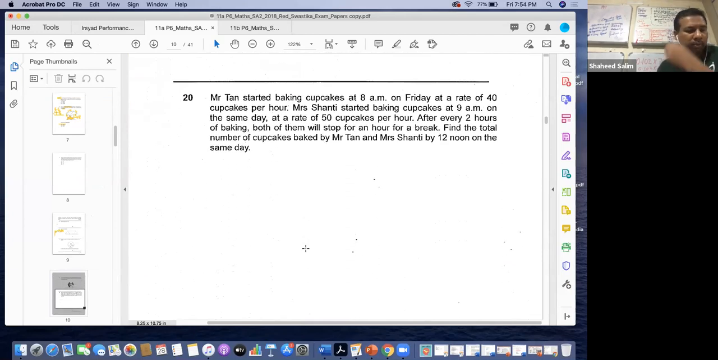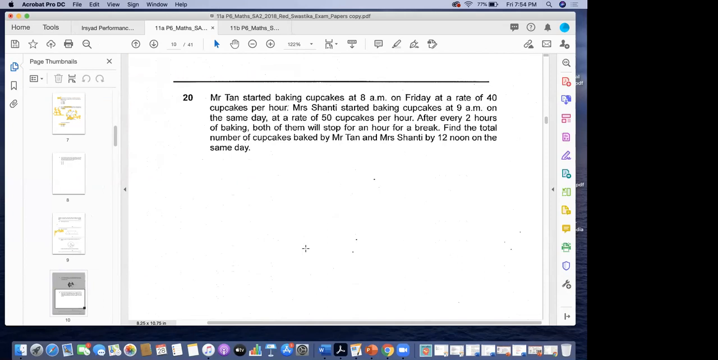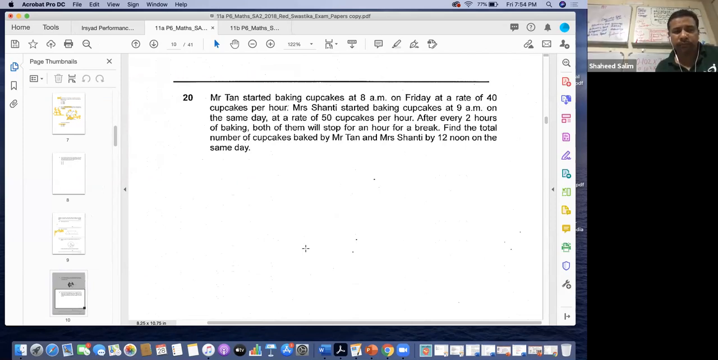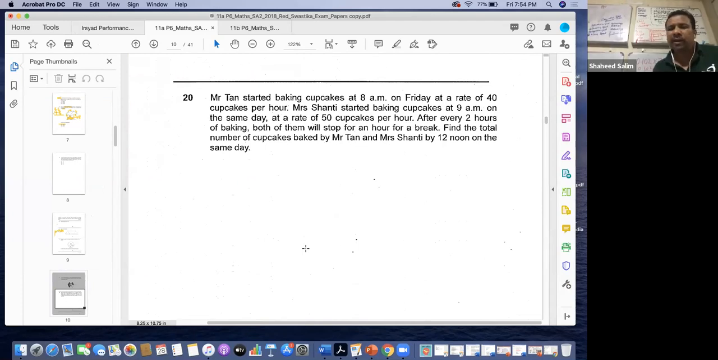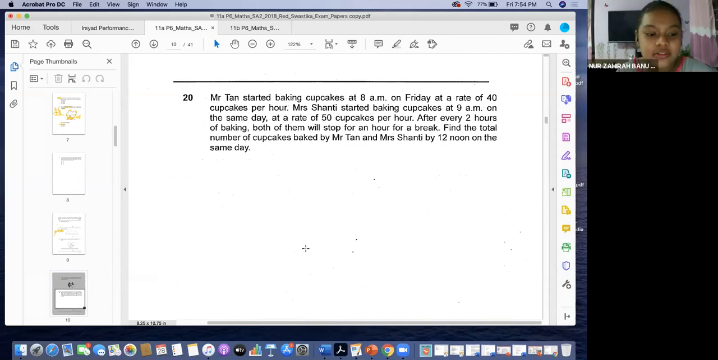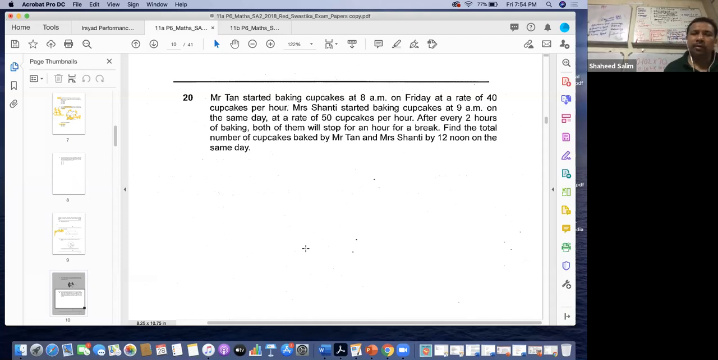Okay, we try question number 20. This is rate. Is rate not in the syllabus? It is. You learned it in primary 5, I think. Rate is something like speed also. Speed is a type of rate with distance and time. Speed is not tested, but rate in general is tested. And this is a life skill you must know. Rate you must know.